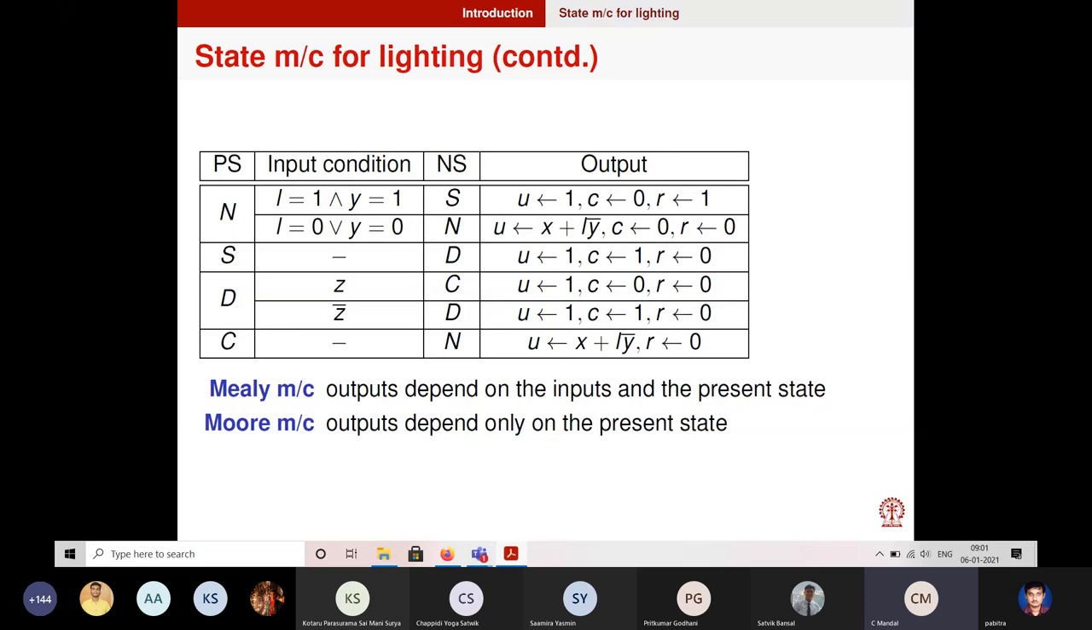So we will leave the optimization to the algorithm that optimizes the number of states. Okay, sir. Thank you. That's an interesting question, because we will study that.